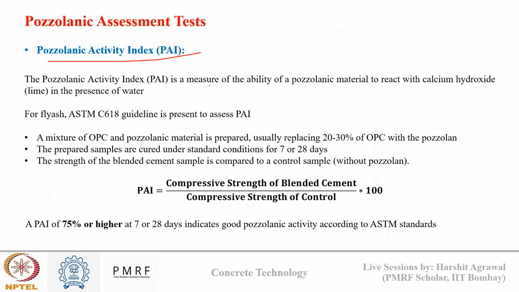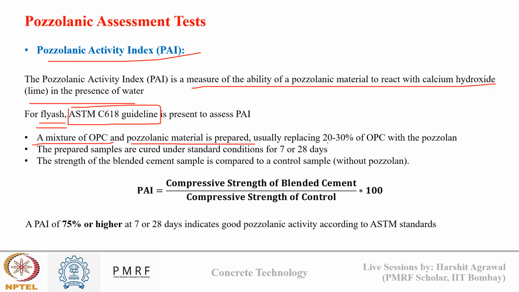So this testing measures the ability of a pozzolanic material to react with calcium hydroxide in the presence of water, and this testing is done as per ASTM C618 guideline. Okay, and this was used for fly ash. This testing was initially built to test fly ash. So what we do, we prepare a mixture of OPC and pozzolanic material, usually by replacing 20 to 30% of OPC with pozzolan, that is fly ash suppose, and we prepare mortar samples, and cure them in standard condition for 7 days and 28 days.